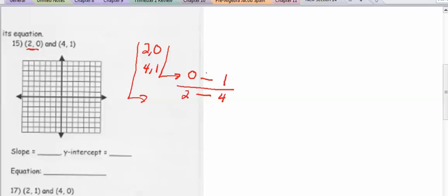We're going to keep, change, change. So my top is negative 1. Keep, change, change. My bottom is negative 2, because I subtract first, keep the sign. So 4 minus 2 is 2, and it's negative 2. Negative and negative is positive 1/2. So that is going to be my slope.